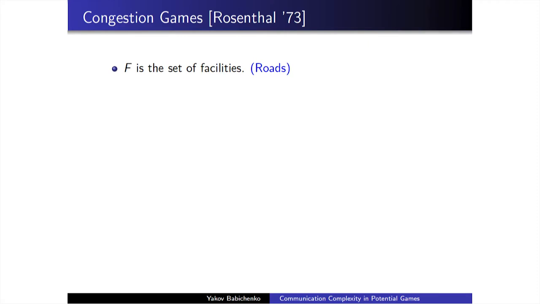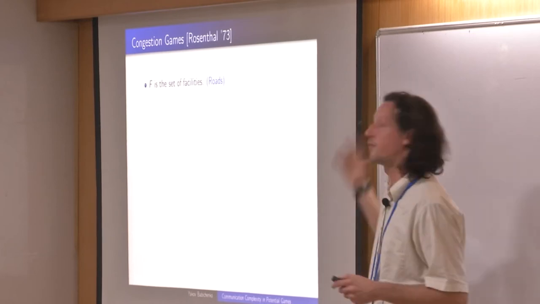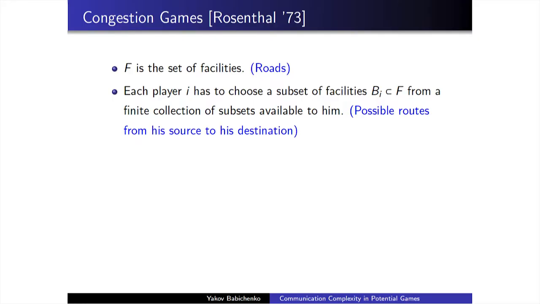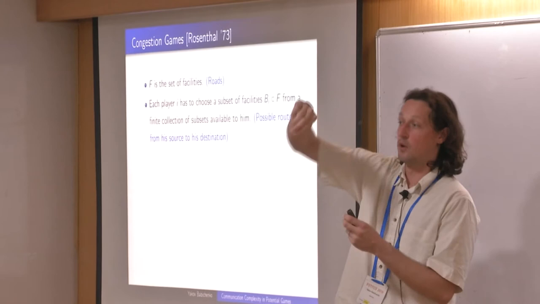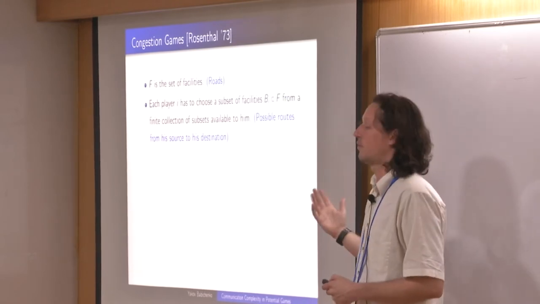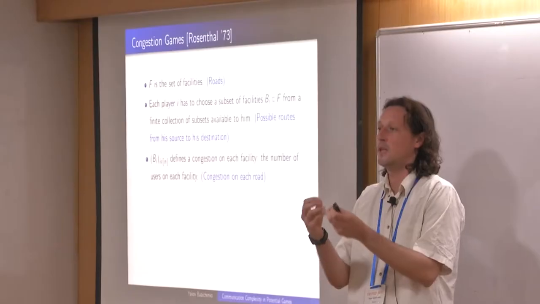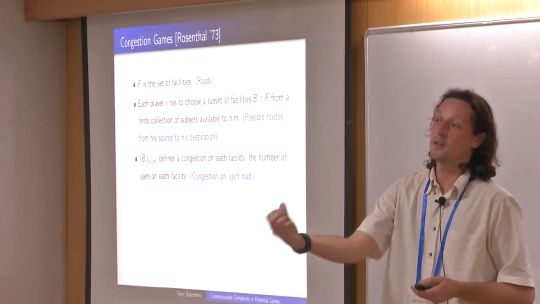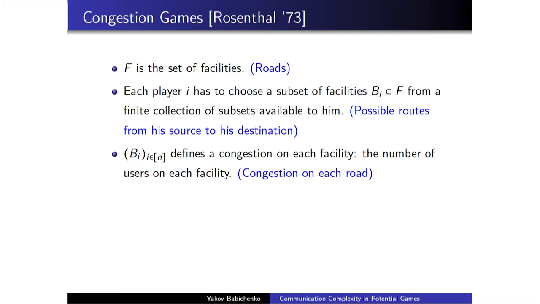Okay, so now what are congestion games? Instead of giving you notation, let me explain it verbally. We have a set of facilities, F, and think of those facilities as roads that connect vertices in a graph. Each player has to choose a subset of facilities, so to get from his source to his destination, he should take several roads. So the actions of a player are essentially a route from source to destination. When every player chooses some subset, it defines a congestion on every road: for each road, how many players decided to use it. The congestion on each road is the number of users of this road.